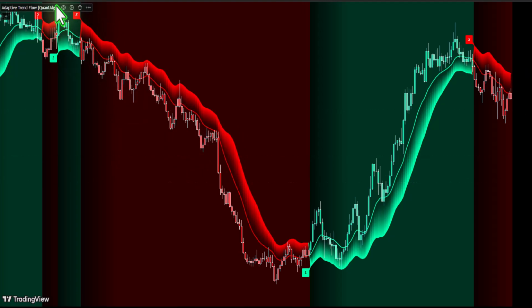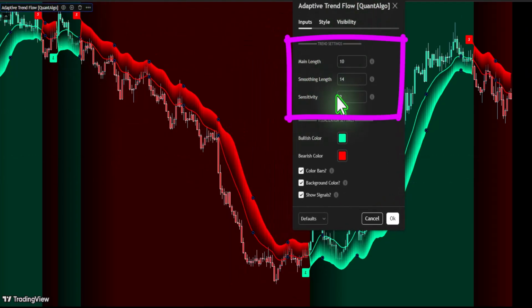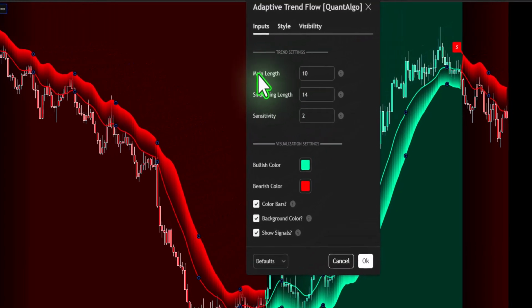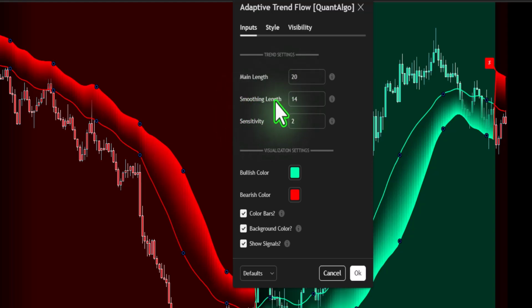Now when you go to the settings of the indicator and here in the input section, we have these three settings under this trend setting. The first one is this main length. This is the length of the trend calculation period. A higher value creates smoother signals, so we are going to change it to 20. The smoothing length helps traders to fine-tune volatility calculations for signal stability.